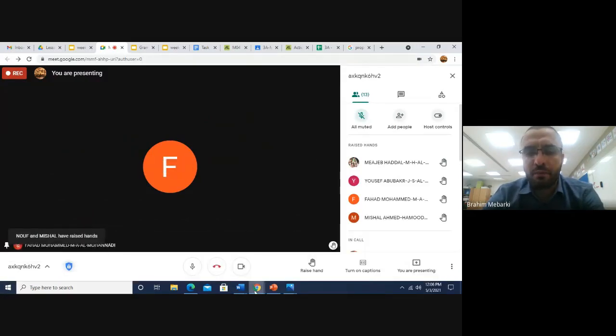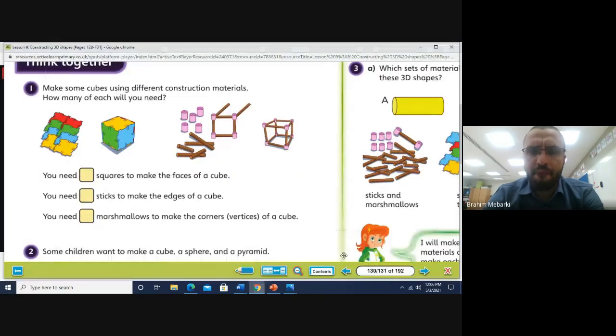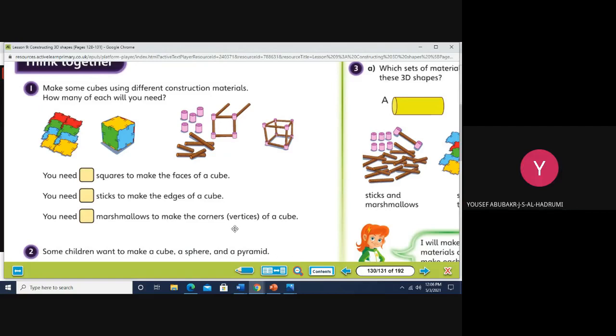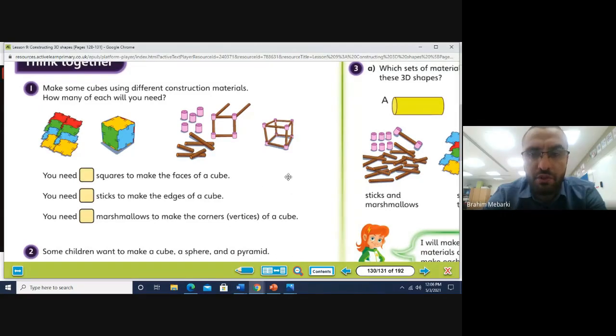Yes, Yusuf Abu Bakr. How many marshmallows? We need eight. Why? Because a cube has eight vertices, eight corners. Very good. So we need eight marshmallows.